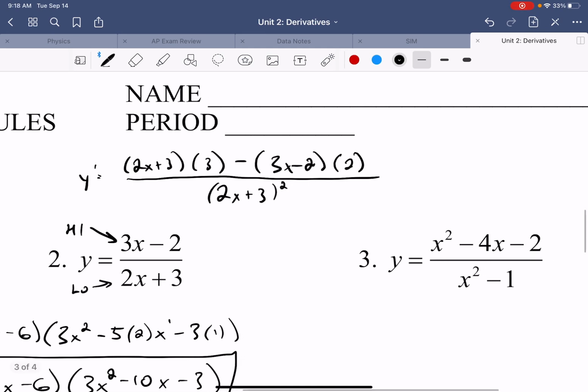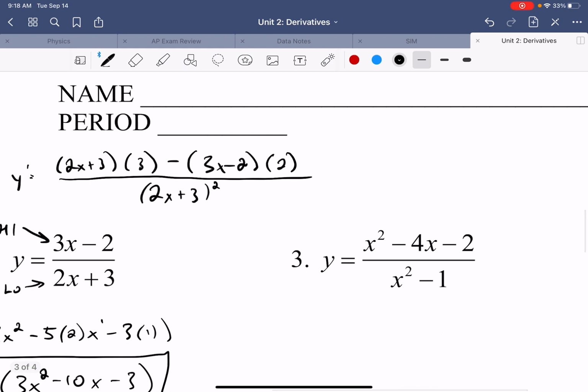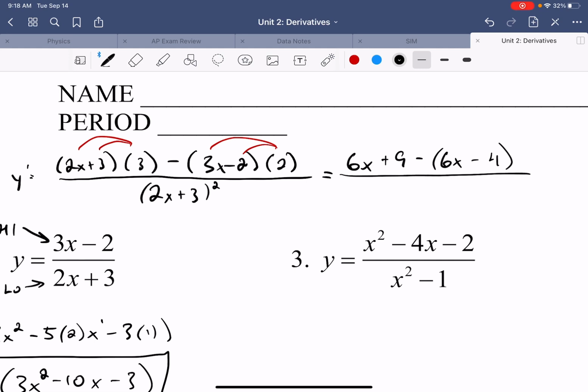And then, if this were a free response question, you could be finished right there. Just put a box around it. If it's multiple choice, we need to simplify a bit. So let's distribute the 3 into this over here. So 3 times 2x would be 6x. 3 times 3 is a plus 9. And then distribute this 2 into these guys. So I have a minus sign, parentheses. 2 times 3x would be 6x. 2 times negative 2 is negative 4. And I'm going to leave the bottom factored for now.